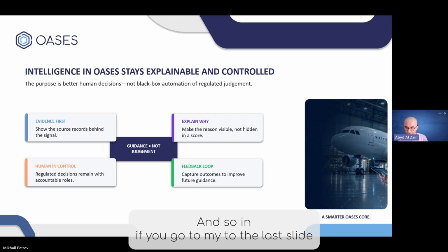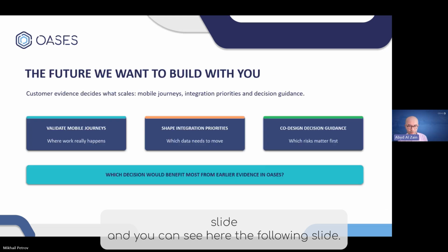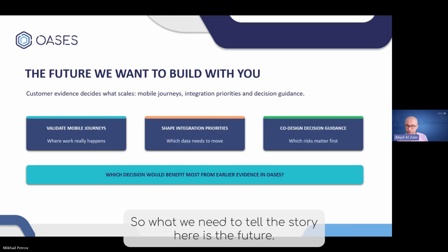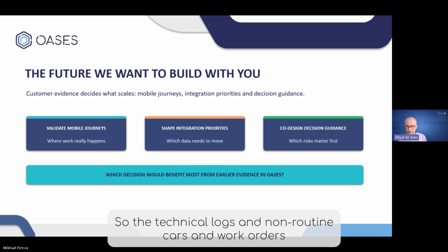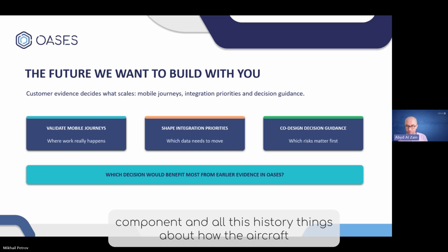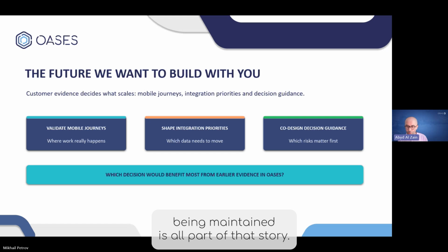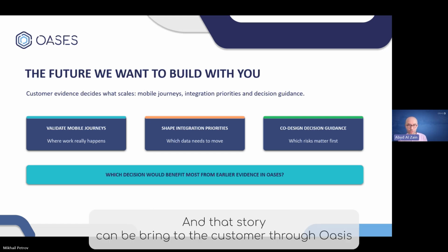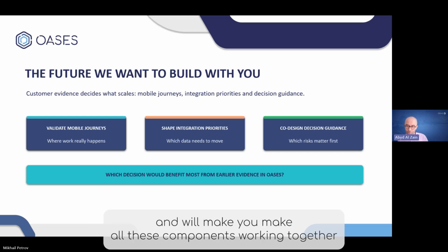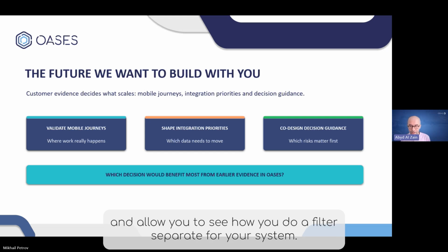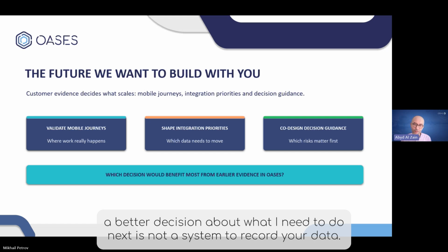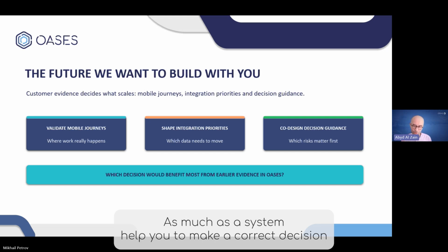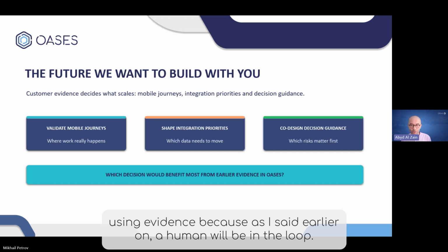So if you go to the last slide, you can see the following. What we need to tell here is the story of the future, how we're going to get all these shaped together. The technical logs, non-routine cards, work orders, and all the history of how the aircraft is maintained are all part of that story. That story can be brought to the customer through OASES. It makes all these components work together and allows you to see full traceability for your system. You can create accountability and validation, and that helps you make a better decision about what you need to do next. It's not a system to record your data as much as a system helping you make a correct decision using evidence, because as I said earlier, a human will be in the loop.